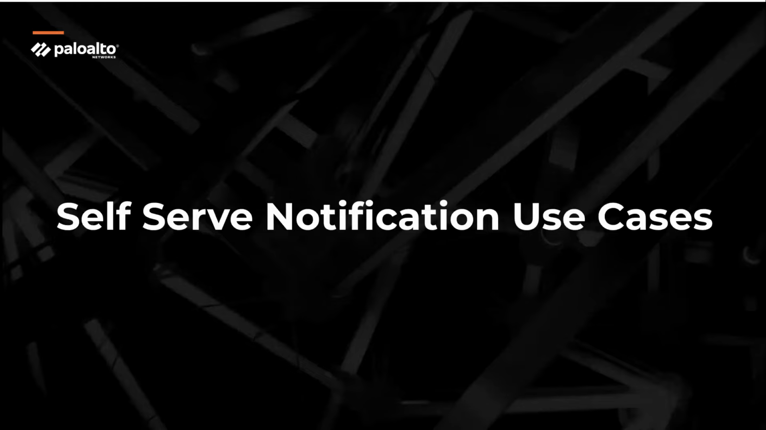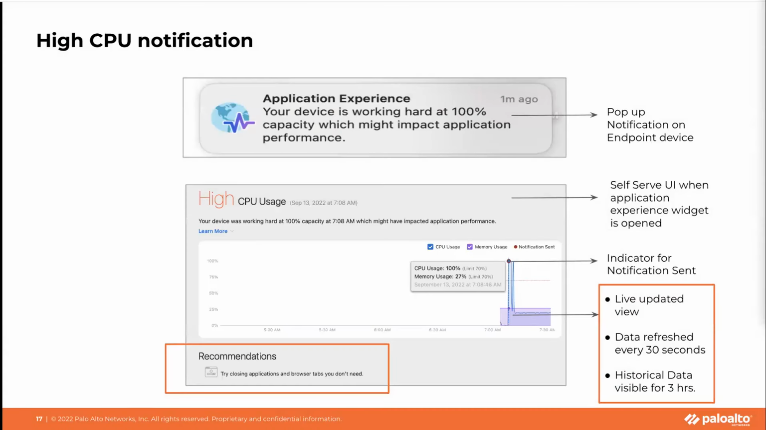Let's talk about some use cases of self-serve. High CPU notification. Let's suppose a user is experiencing high CPU, then they will be notified immediately and provided guidance and recommendations. If that condition persists, users will be notified every 30 minutes. Users can learn historical trends in CPU utilization and the number of times they were notified of high CPU conditions.